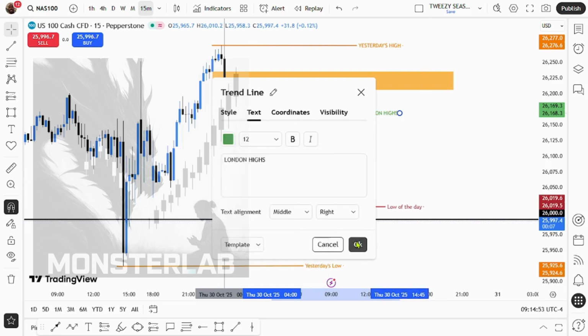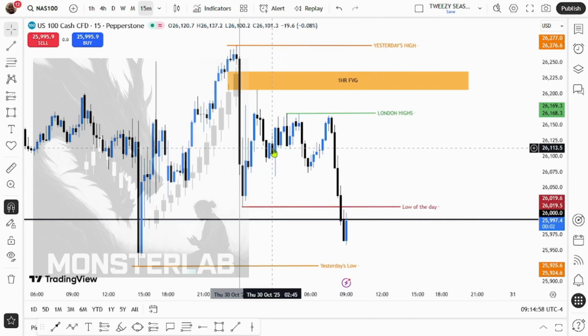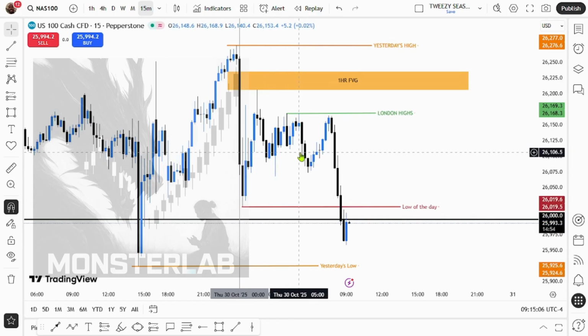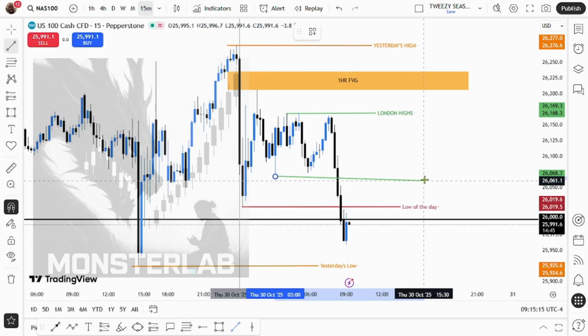So it came slightly and missed it by almost maybe a pip, and then dropped down aggressively, taking out the low of the day. And put it with green. We've also gone down below London's low, which I'll annotate down here.